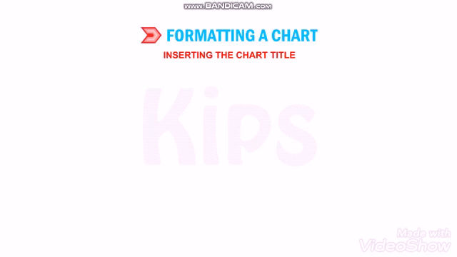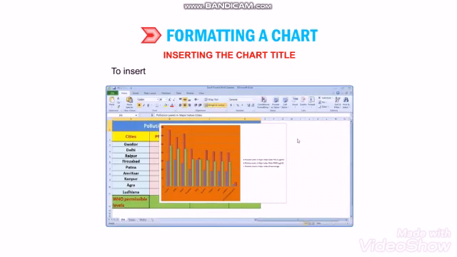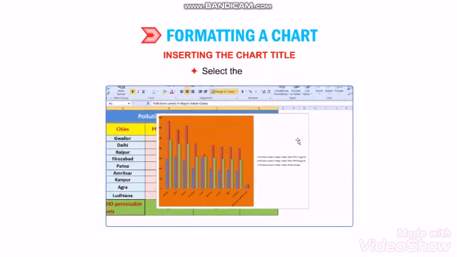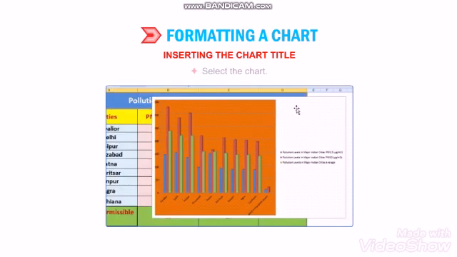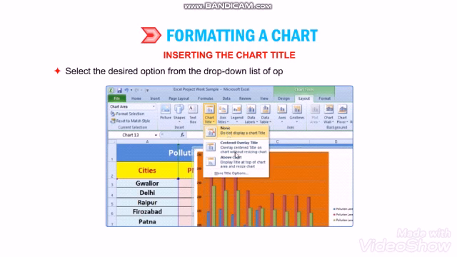Inserting the chart title. Once you insert the chart, you need to specify the chart title. It gives the idea about the kind of data a chart contains. Moreover, it enhances the appearance of a chart. To insert a chart title in Excel, follow the steps given below. Select the chart. Click on the Chart Title button in the Labels group on the Layout tab. Select the desired option from the drop-down list of options relevant to the chart title. Suppose you select the above chart.